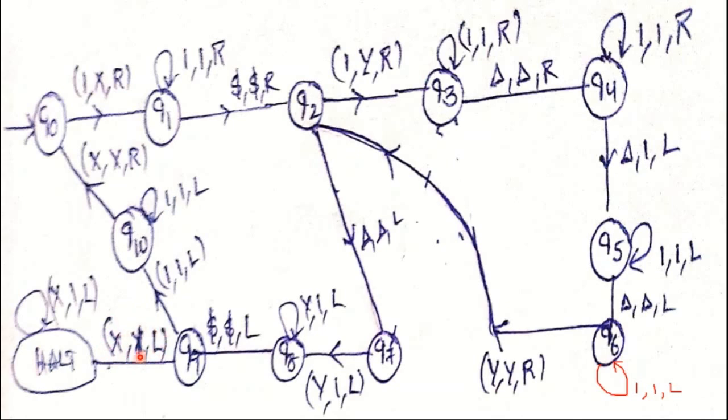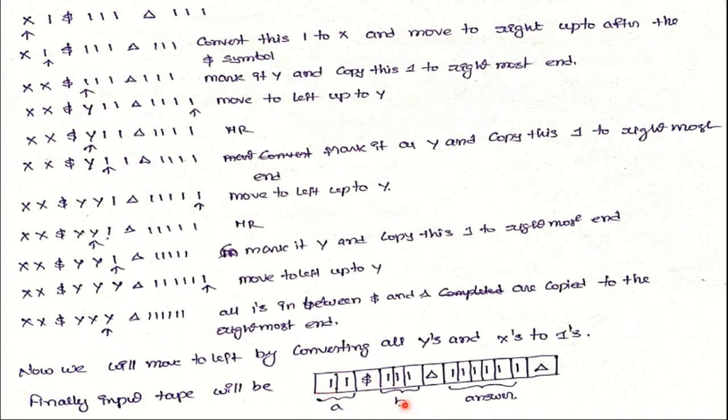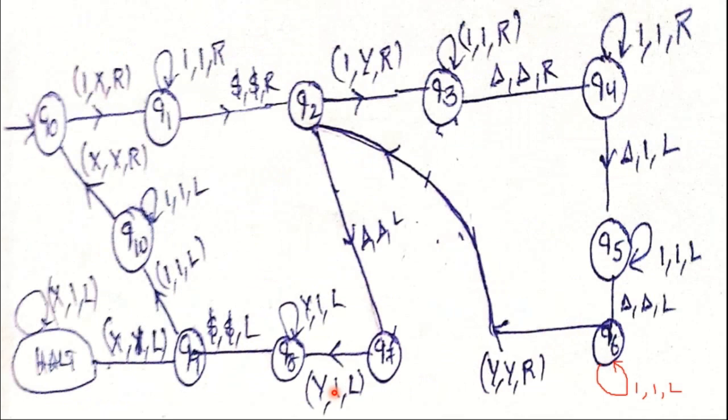Here why are we changing all ones to x and all x's to ones? To display the output. That means what is variable 1, what is variable 2, and what is the result. For that purpose all x's are also converted to 1. Because above we discussed, after completion of the Turing machine, this is the input tape. Here after copying all ones, these x are also converted to 1. For that purpose we take this transition, x can be converted to 1 and then move left, and any number of x can be converted to 1 and then accepted.